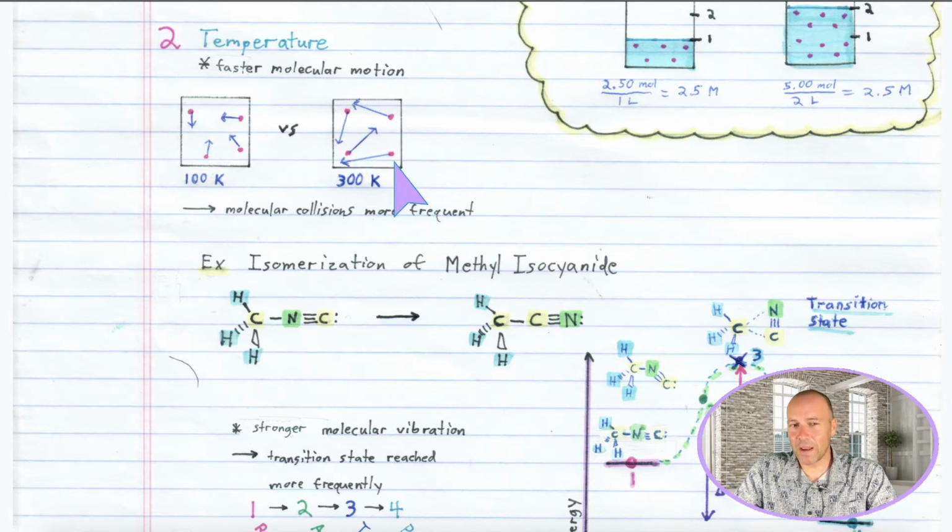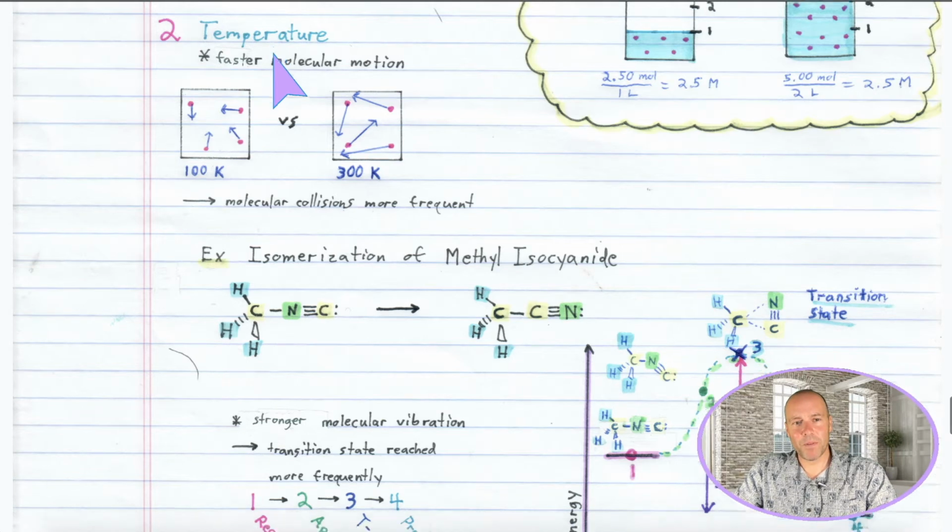Molecules are flying around and they're also vibrating more quickly. And when you have faster molecular motions, you also have collisions occurring more frequently. Okay, they're colliding with the walls, the molecules, and they're colliding with each other. So hotter temperature means more frequent molecular collisions, and the reaction would go more quickly.